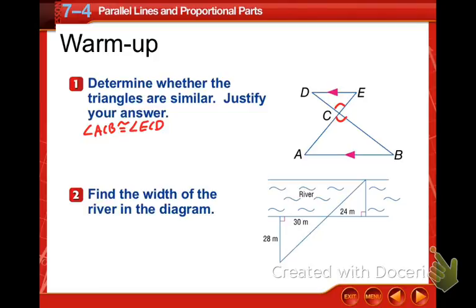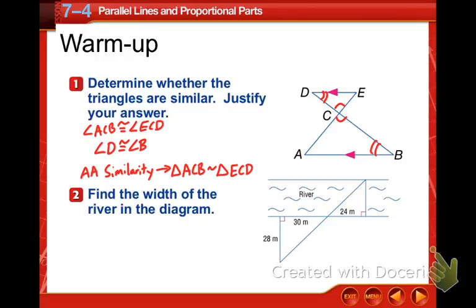Now at this point we have these parallel lines that are marked that can tell us also that angle D and angle B are congruent. Also angle A and angle E, but we only need two to prove that they are similar. So angle D is congruent to angle B. So we have angle-angle similarity. So that means for our similarity statement, that triangle ACB is similar to triangle ECD.